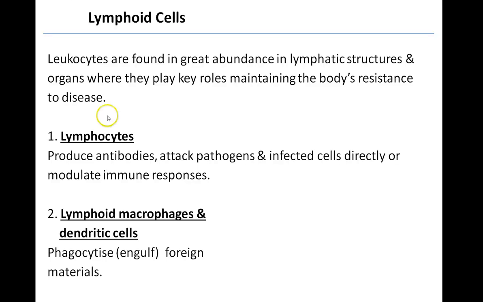Two main types of lymphoid cells that we'll mention are the lymphocytes. These take on a variety of roles in fending off disease. They can do things like produce antibodies, attack pathogens or infected cells directly, or modulate a range of immune responses. The two main types of lymphocytes that you'll hear mentioned are the T lymphocytes and B lymphocytes. The other lymphoid cells worth mentioning are the lymphoid macrophages and dendritic cells. These will identify and phagocytize or engulf foreign materials, and they also interact with other cells of the immune system to modulate immune responses. What I'll do now is just show you a quick animation.